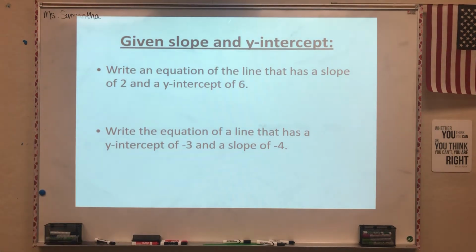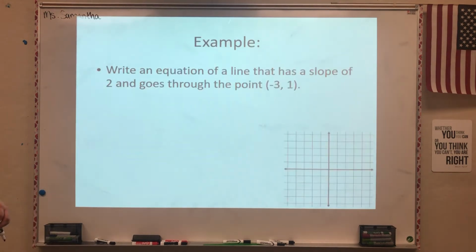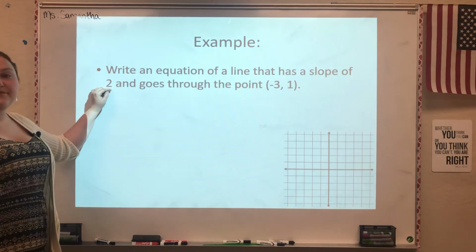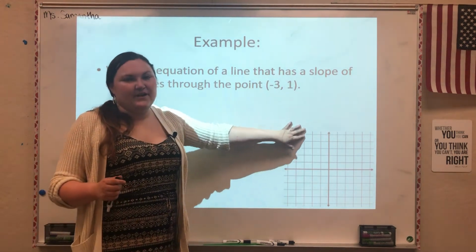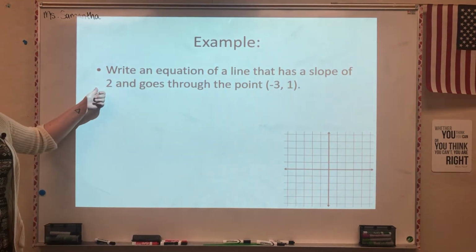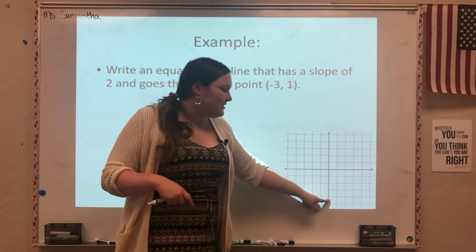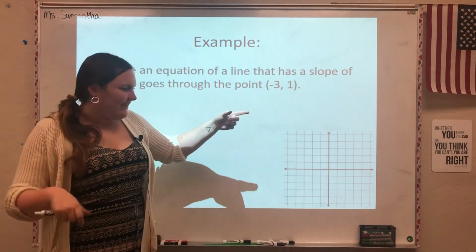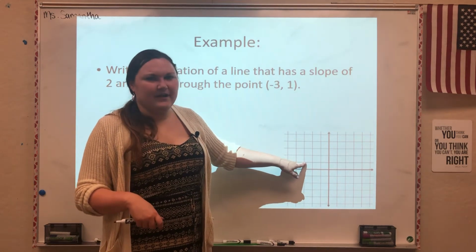There is one last type of example we're going to look at. In this last example, I'm going to jump ahead for a moment. It tells us the equation of a line that has a slope of 2 and goes through the point -3, 1. So this time they're giving us different information. They're giving me the slope, same as before, but instead of giving me the y-intercept, instead of giving me the point where our line crosses our y-axis, they're giving me a random point. They're telling me it goes through the point -3, 1 right here.